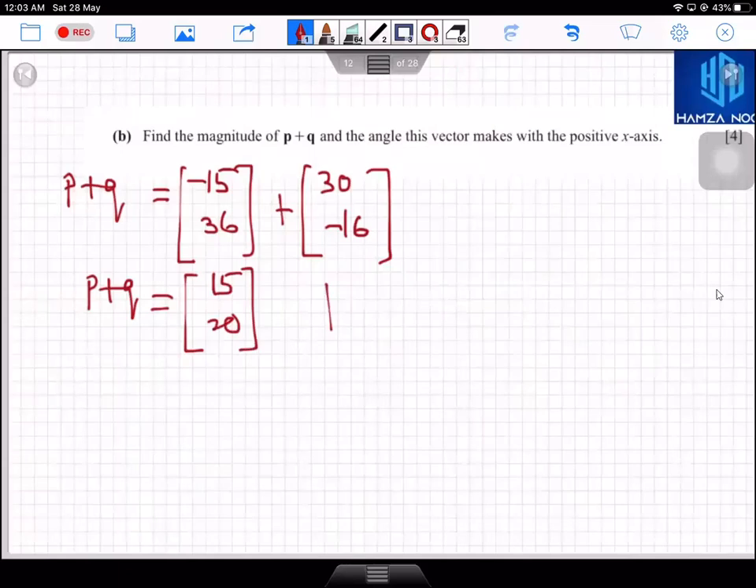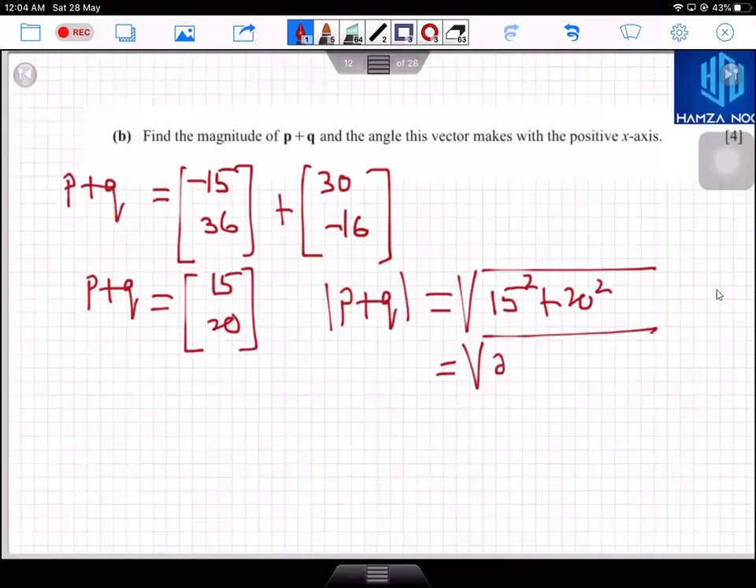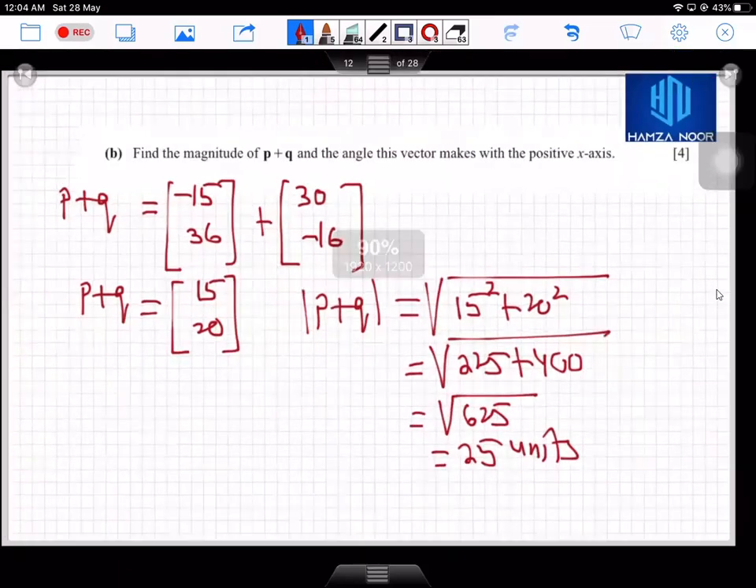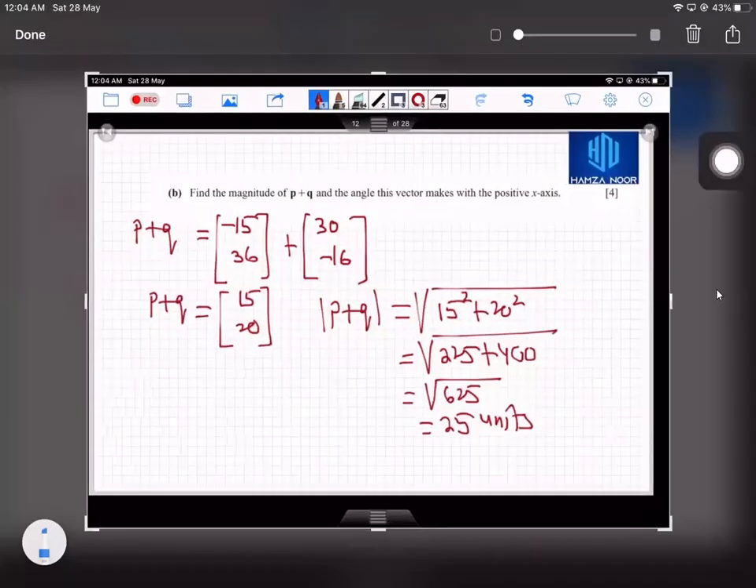And therefore, the magnitude of the vector P plus Q is the square root of 15 squared plus 20 squared, which is the square root of 225 plus 400, which is the square root of 625, and this is 25 units. This is the magnitude of the vector P plus Q. Now we need to also find the angle that it makes with the positive x-axis.